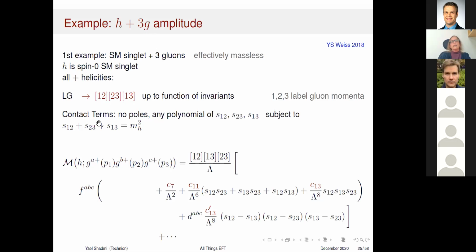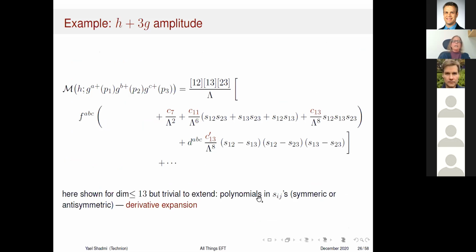Now, if we just look at the contact terms, there are no poles. So the only thing that can multiply these guys, this guy is some polynomial of the invariants subject to this kinematic constraint. So that's the general form of the amplitude. So I have the spinor structure out front and then an expansion in the invariants. So here I'm showing this for dimension up to 13, but you see that it's completely trivial to extend this. You just need to write polynomials in the SIJs that are either symmetric or anti-symmetric, depending on whether it's multiplied by FABC or DABC. And this is basically the derivative expansion.